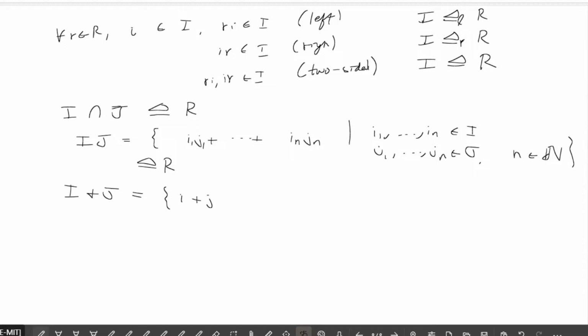So you take the sum of the two ideals. Again, if they are two-sided ideals, that will again be an ideal. If I and J are left ideals, this will be a left ideal. If I and J are right ideals, this will be a right ideal. Then, when you have ideals, you can define this.